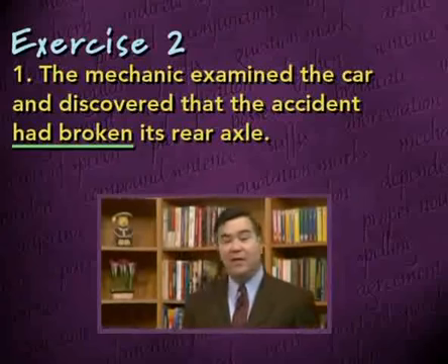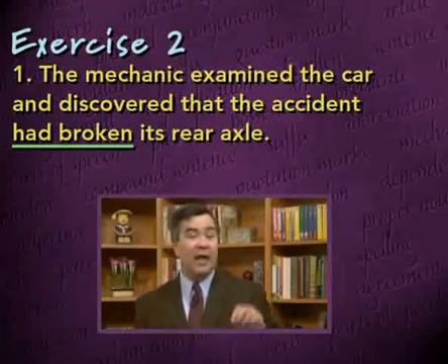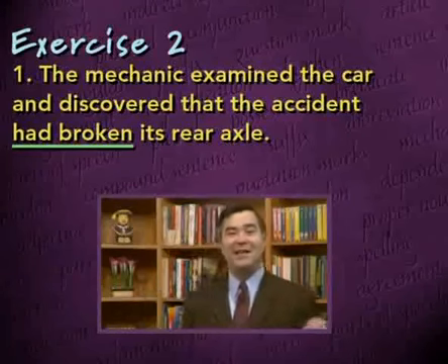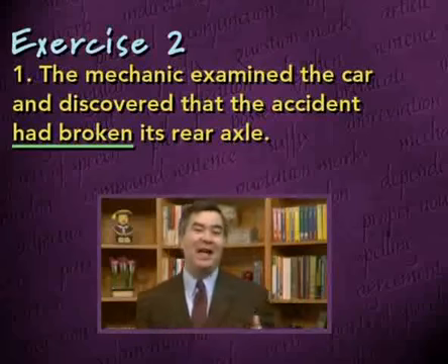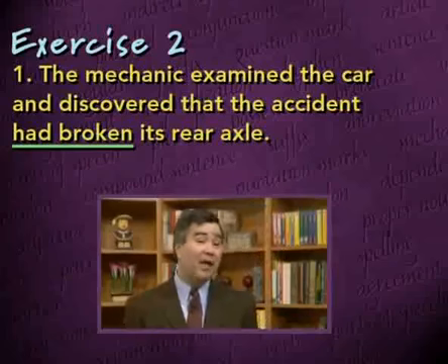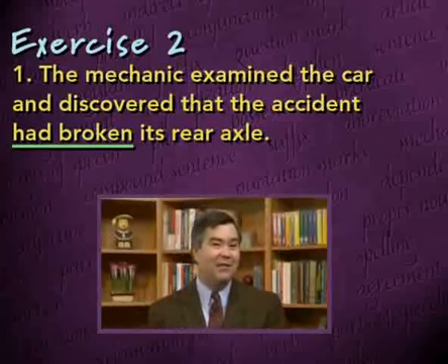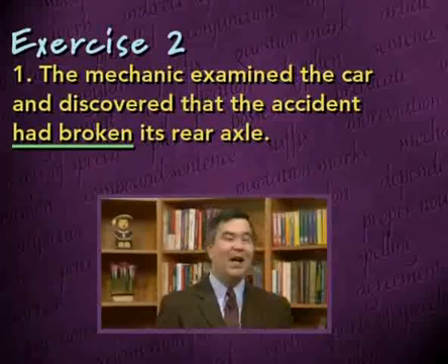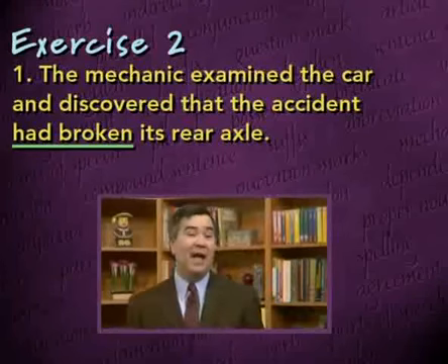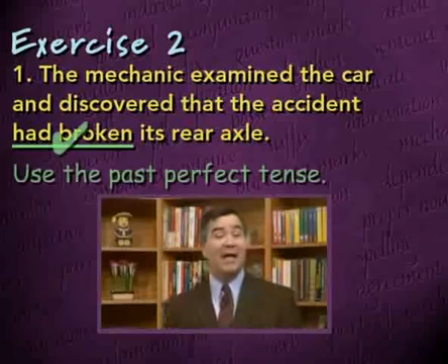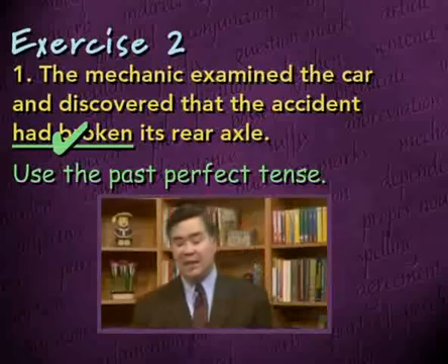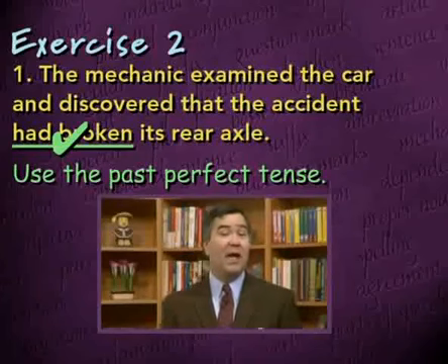Now, what about the breaking of the axle? When did that occur? Well, that also occurred in the past, but it occurred prior to the examining and the discovery. In fact, it's because the axle was broken that the driver brought the car to the mechanic in the first place. So the breaking of the axle is a past event that occurred prior to a couple of past tense events. Therefore, the breaking of the axle should be described using the past perfect tense. And that's what the author of this sentence is trying to do. It says the accident had broken its rear axle.